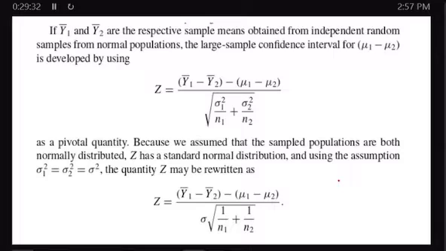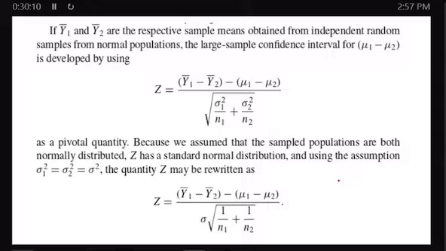We could have a situation where the two population variances are known. If the population variances for this and this are known, I can go with Z, irrespective of the sample size, provided the populations that we choose the respective samples from are normally distributed.